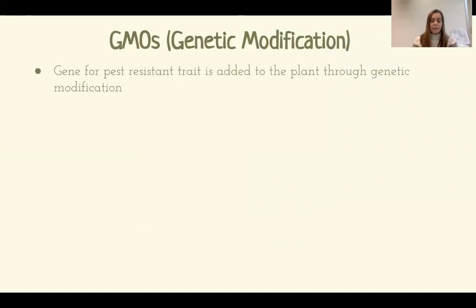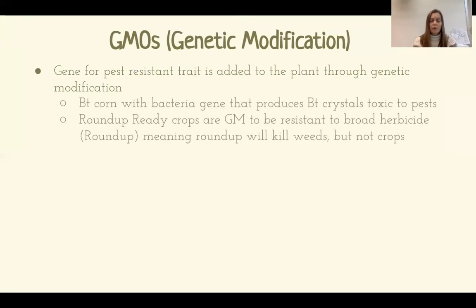Genetic modification is a slightly different way of handling pests. With genetic modification, we add the gene for that pest resistant trait to the plant through genetic modification. So BT corn is a great example. There is a bacterial gene that is spliced into BT corn that produces these crystals that are toxic to the caterpillars that eat corn, or cornworms.